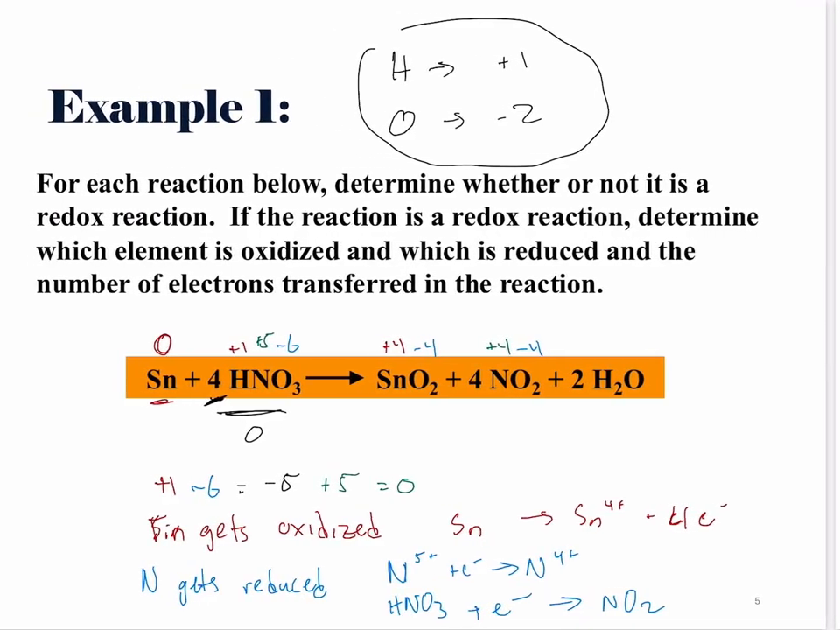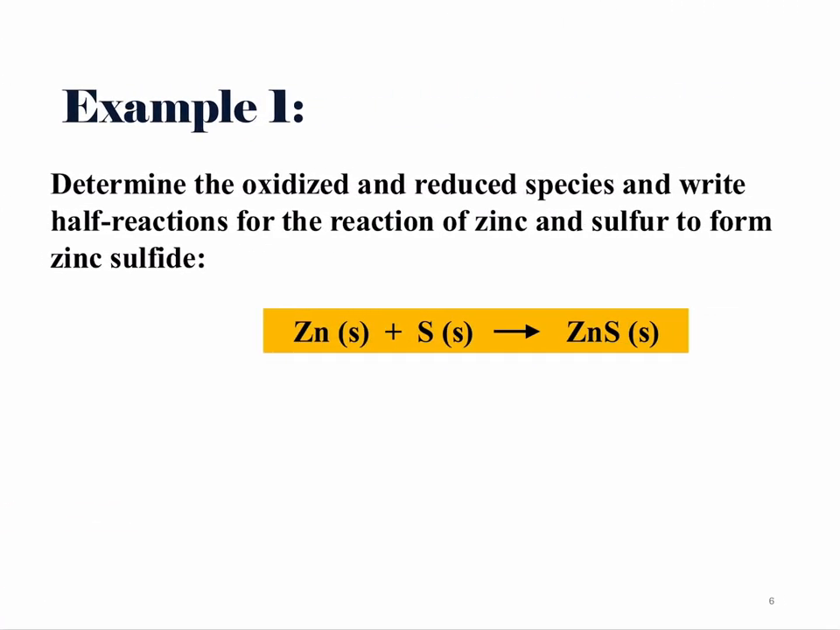So let's see if you can figure out what happens in our zinc sulfide here and write down the half reaction for the oxidation process and for the reduction process and how that adds up to the net reaction. So what's getting oxidized and what's getting reduced here? What's the half reaction for oxidation?